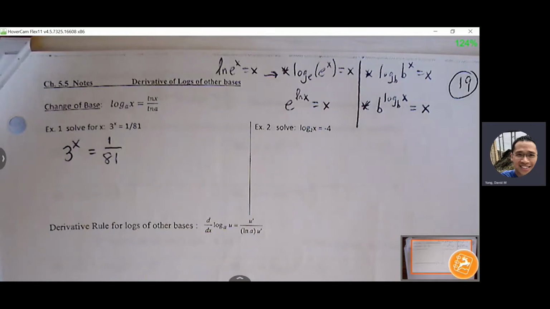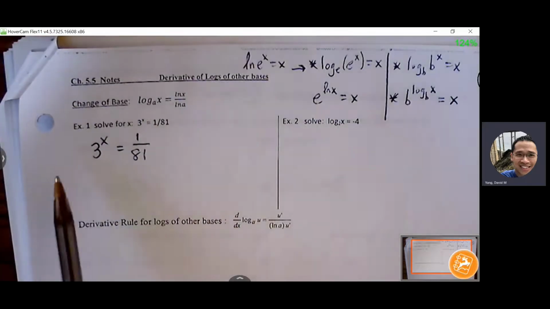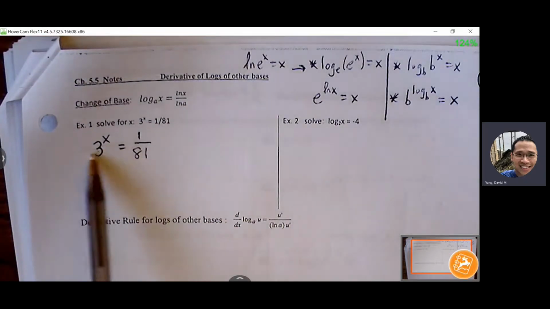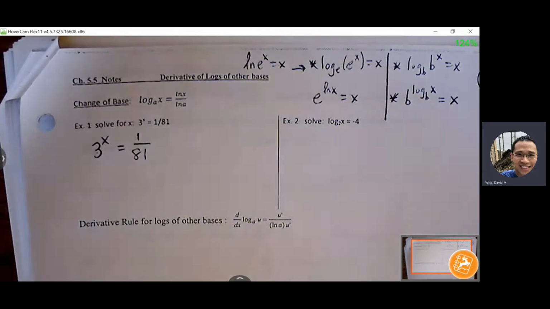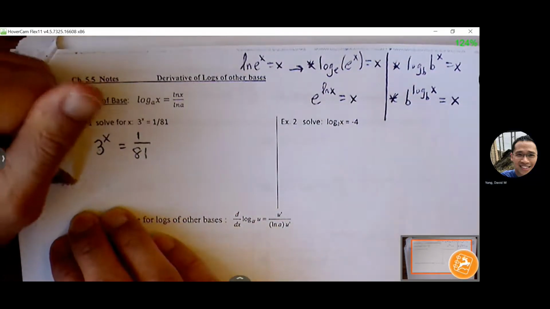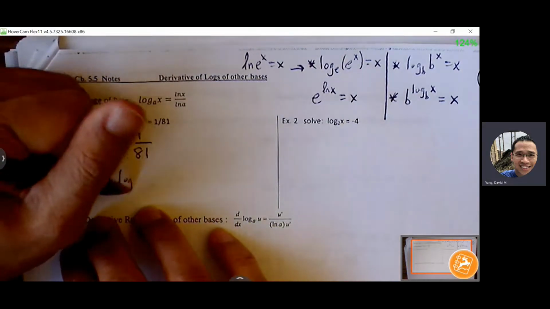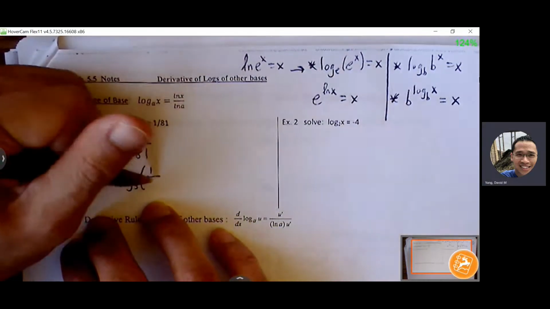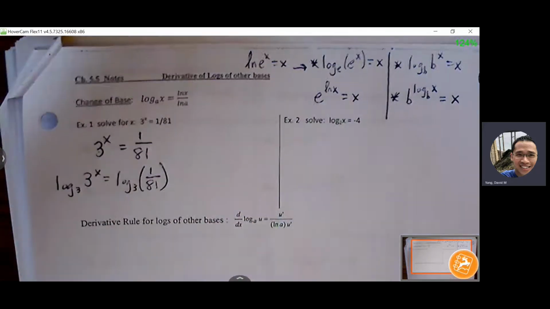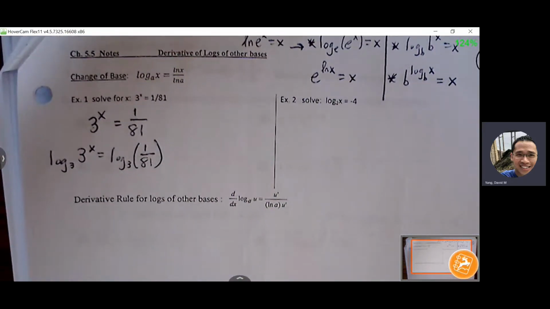So all the log properties that we learned, power property, product, quotient property, they also hold for logs of other bases. So I'm going to strategically choose log base 3 because I know log base 3 is going to find a way to get this to go away. Whatever I do to one side of the equation, I'm also matching that property on the other side.